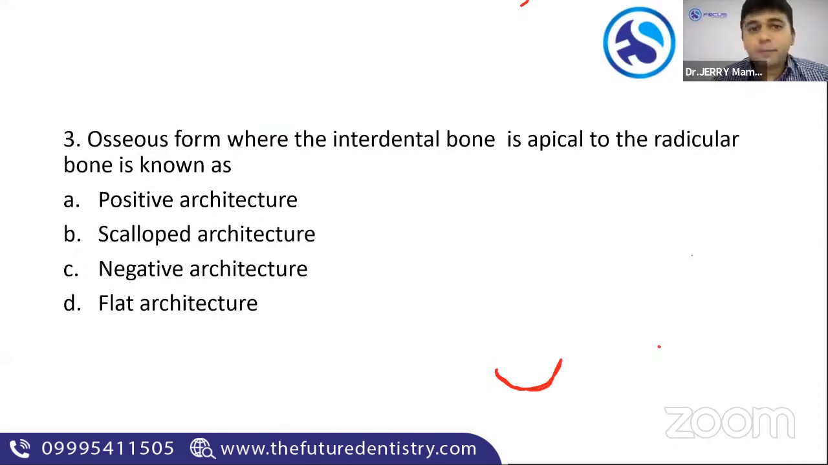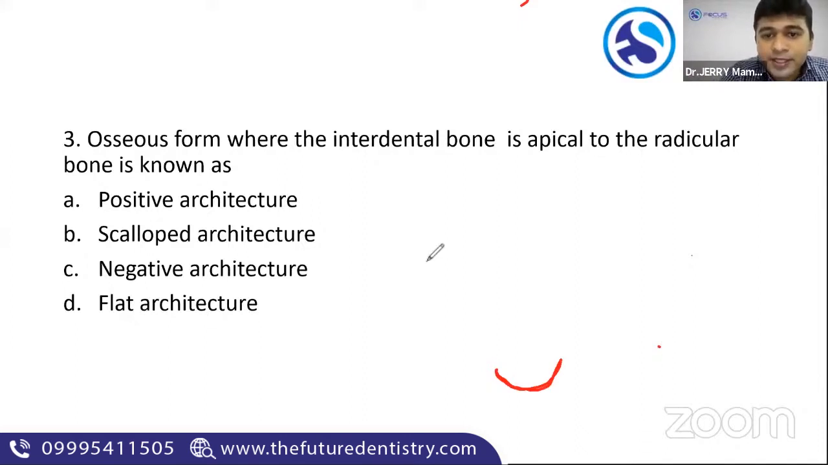Okay, so with this, I'll explain it to you. Question number three. Osseous form where the interdental bone is apical to the radicular bone is known as. Okay, before we go into the answer, there are people who are already answering. Very good. Most of you have given the correct answer. It is a negative architecture. I'll draw and show you what that means.